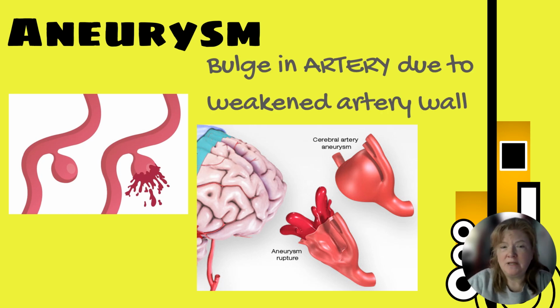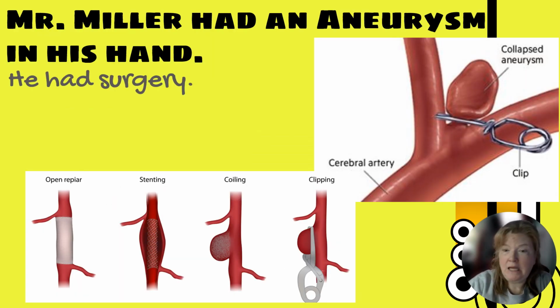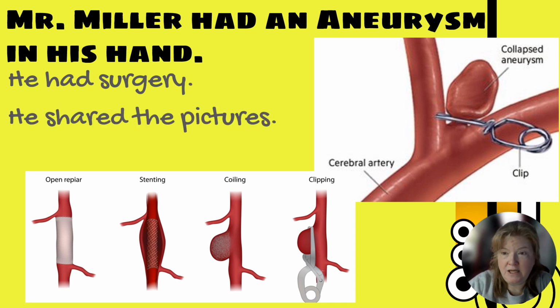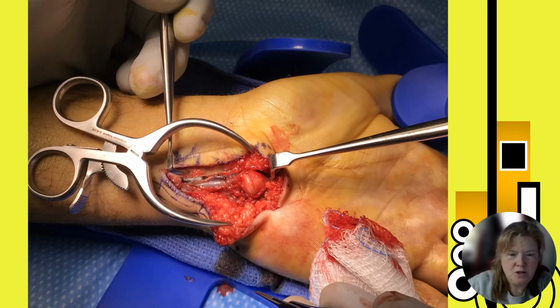Aneurysm. So an aneurysm is a bulge in an artery due to a weakened artery wall. So the artery is supposed to have this path, but then we have a section where the artery is bulged out. Okay? Now, Mr. Miller had an aneurysm in his hand, and he had surgery. He shared the pictures, so here's a warning, but we're going to see what it looks like when there's an aneurysm. So here is that bulge in the blood vessel.